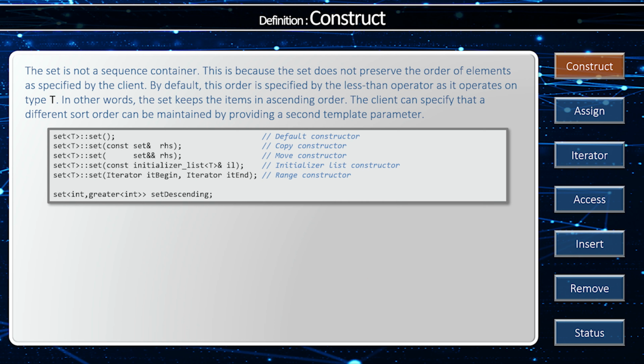There are several different ways to construct a set. The default constructor, the copy constructor, the move constructor, the initializer list constructor. In each case, we must specify the data type of the underlying data structure, the T, but we also get to specify the comparison operator. We'll see how that works in just a second.